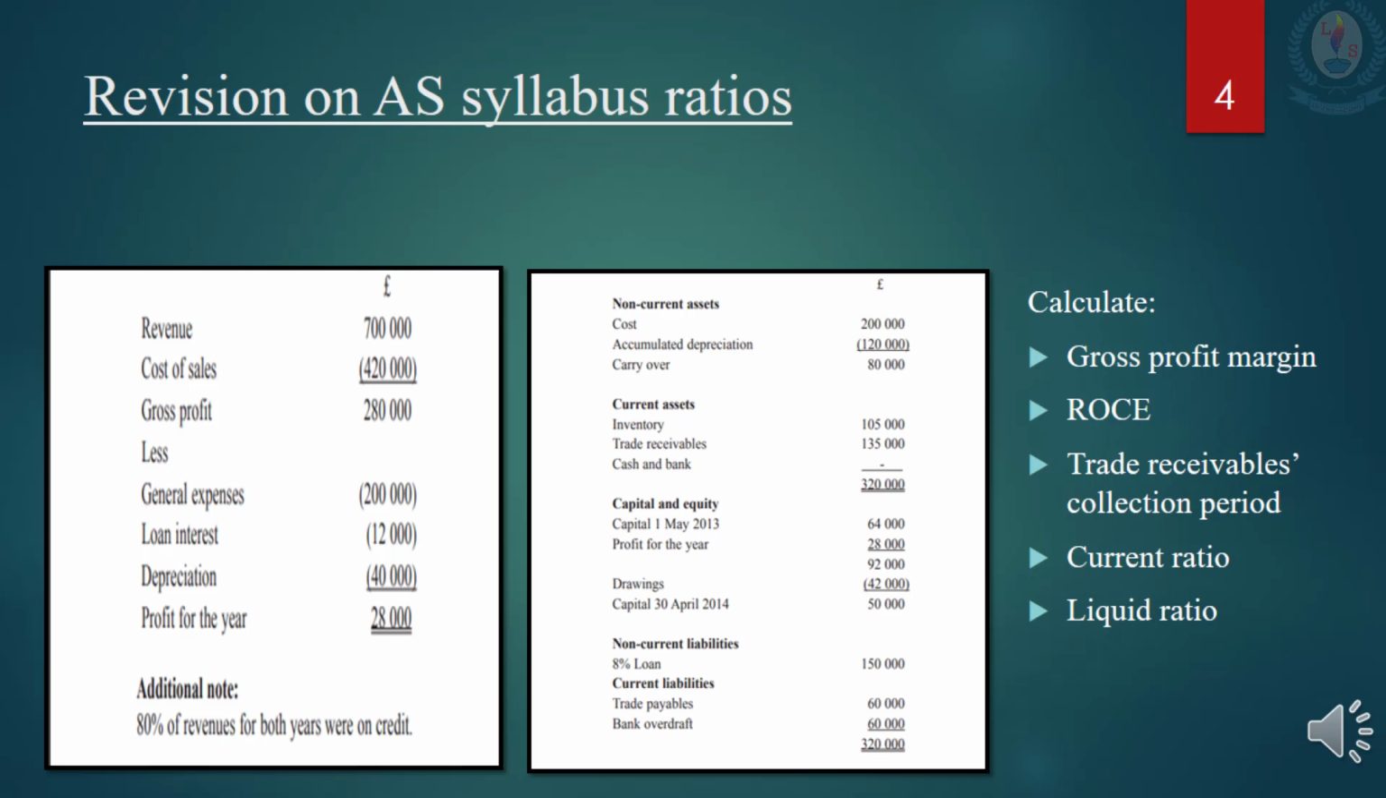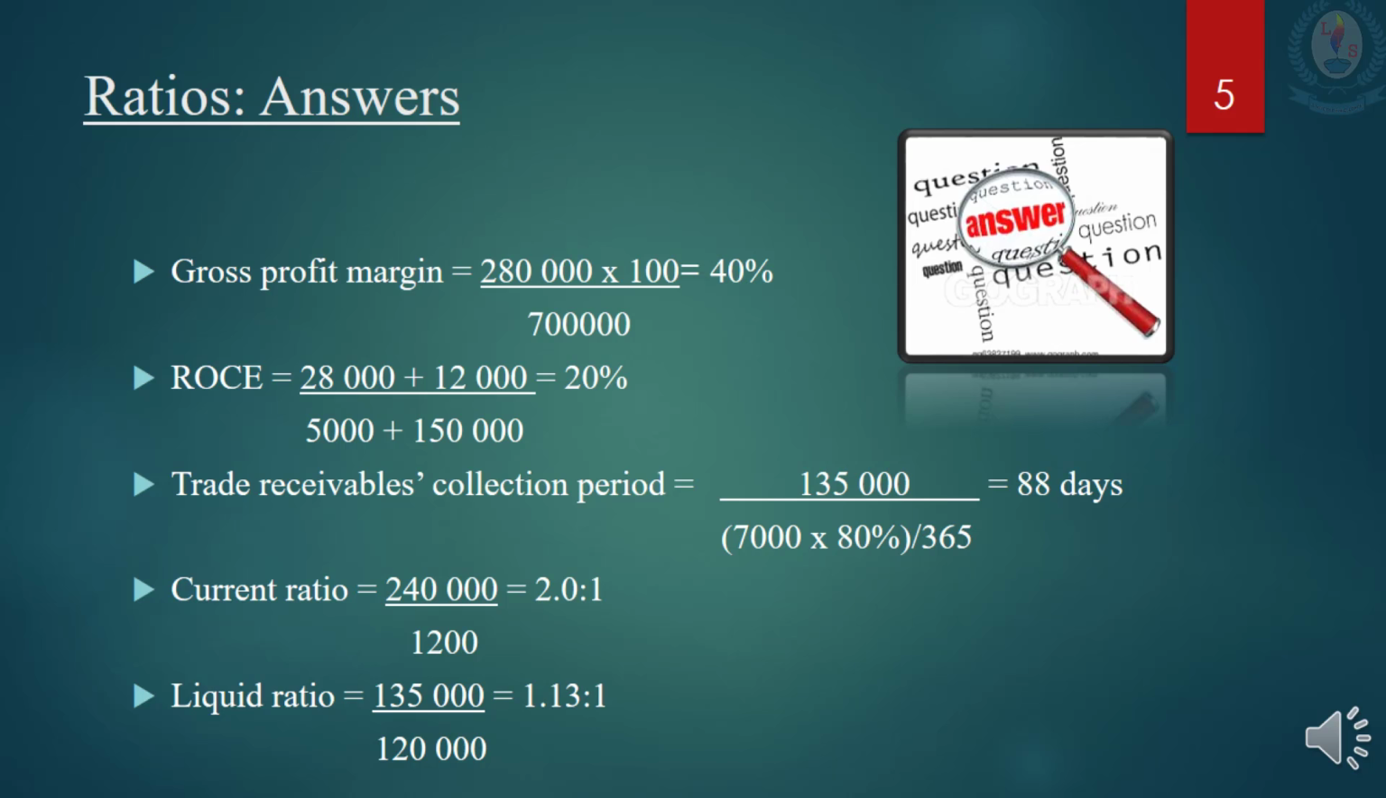As a quick warm-up, you are required to do these ratios and find the answers using the income statement and the SOFP before we move to the next slide. So pause the video till you calculate the ratios. Okay children, now you can compare your answers with the answers given here. I know you were able to get all correct.